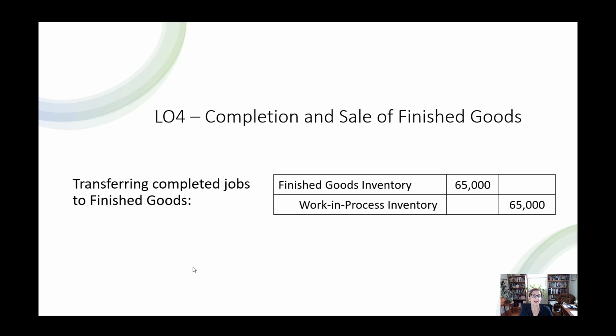So the first thing that happens is, of course, the job is moved from work in process inventory into finished goods inventory when it's done. So remember, these are inventories. Our finished goods inventory is going up, so we are debiting it because it's an asset, right? Our work in process inventory is going down, so we're crediting that. So debit finished goods, credit work in process for the jobs that have been complete.